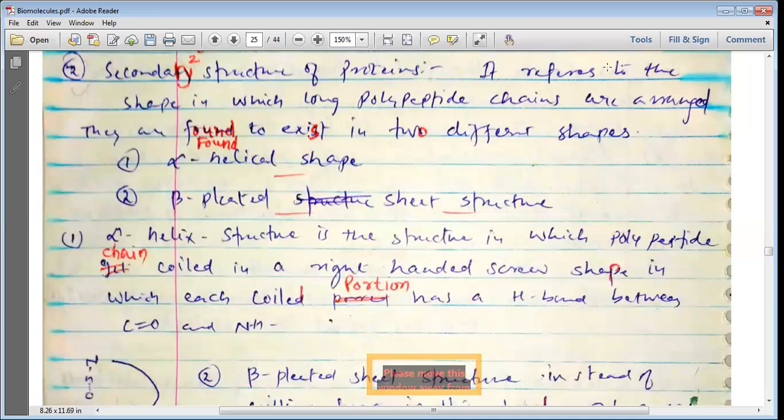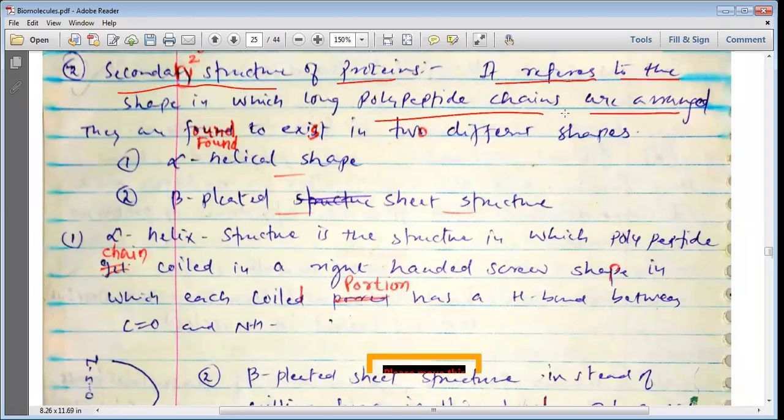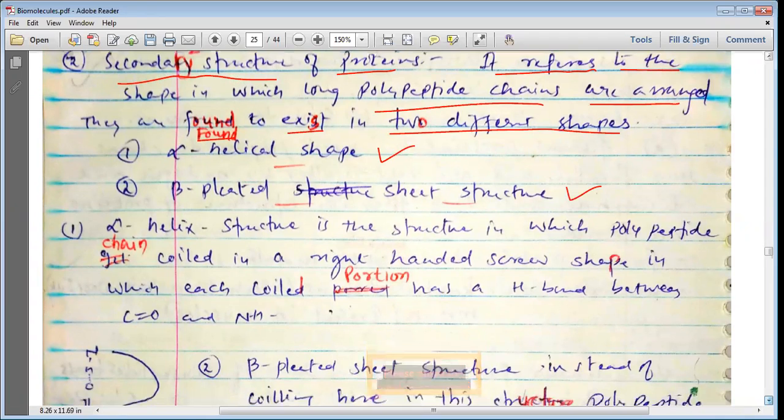Secondary structure of proteins, my dear students, now we want to understand. The secondary structure of protein refers to the shape in which long polypeptide chains are arranged, found to exist in 2 different shapes. So the secondary structure of protein is found to have 2 different shapes. First shape is known as the alpha helical shape. Second shape is known as the beta pleated sheet or beta pleated structure.